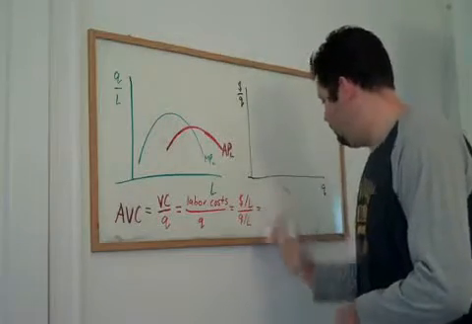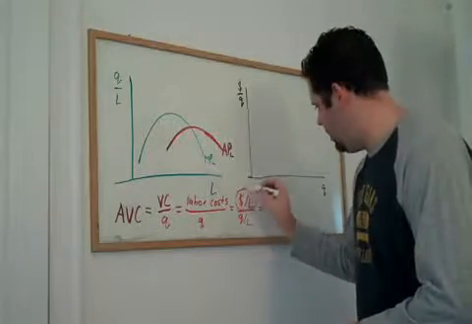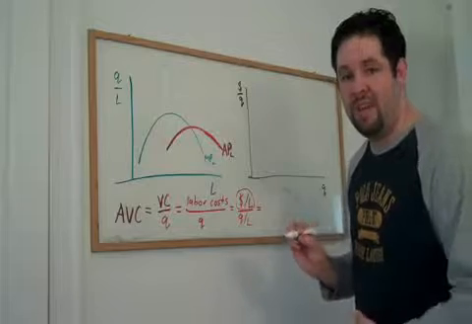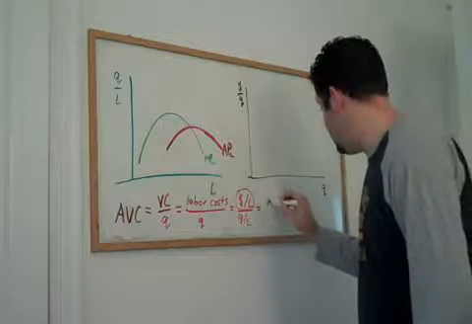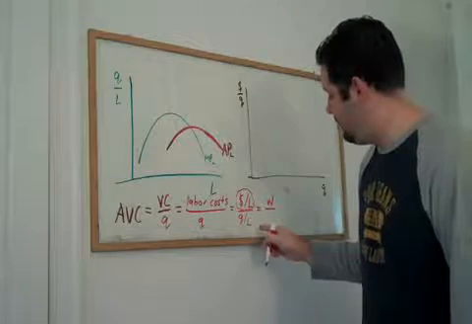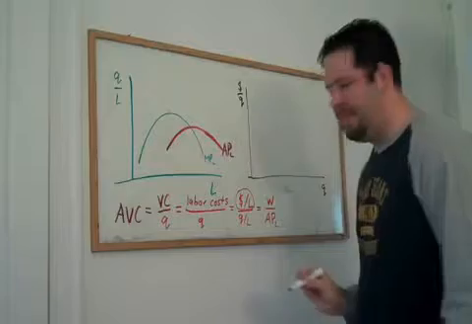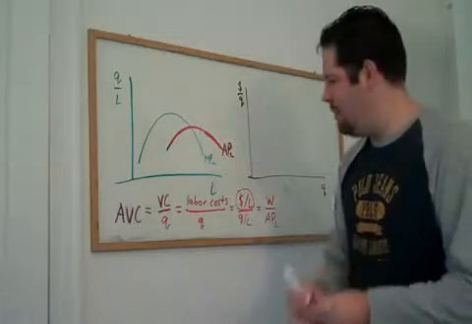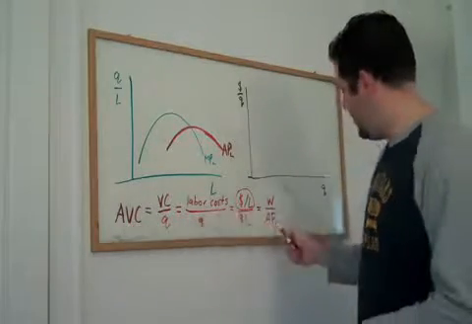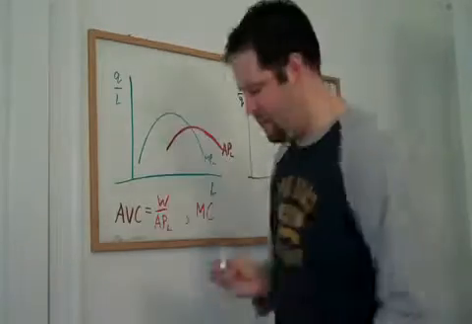So let's just think about what these things are. This is dollar per unit of labor. That's just the wage. And this is output per unit of labor. Well, that's just our average product. And so now we have a relationship between average variable cost and average product. All we need to know is the wage.